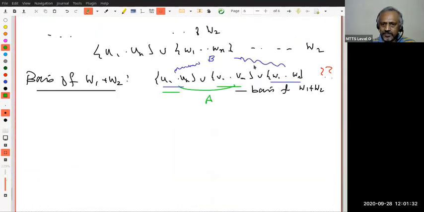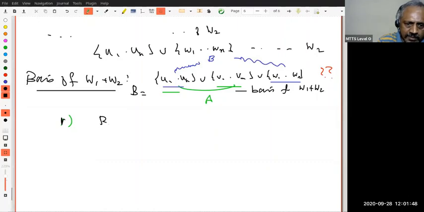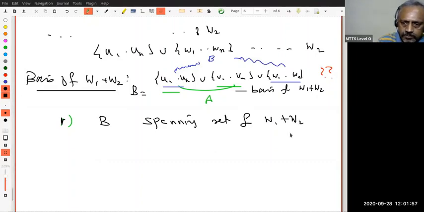Okay, and A union B is this. So I want to claim it is a basis. Is that clear to all? Okay, first, let us prove it. The way I want to prove it, as we saw in the trick, is to call this B. I want to show B is a spanning set for W1 plus W2. Okay, that's the first claim.